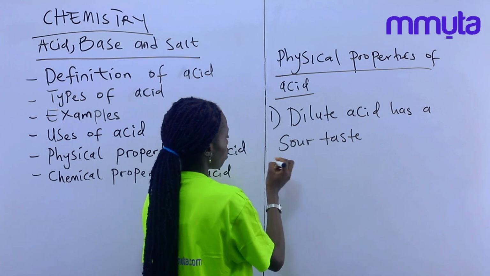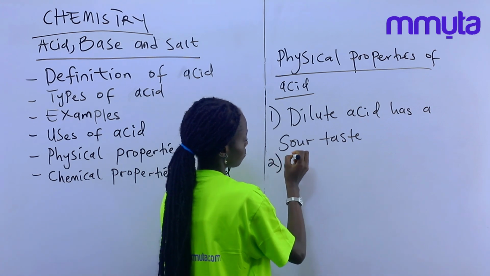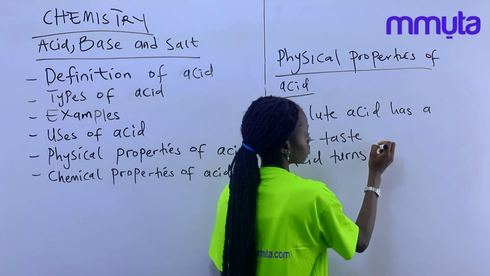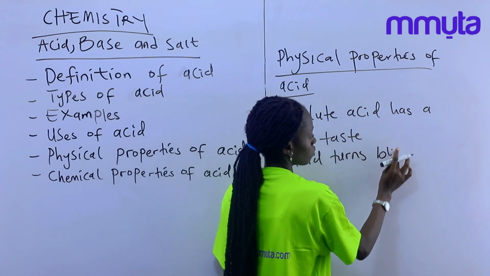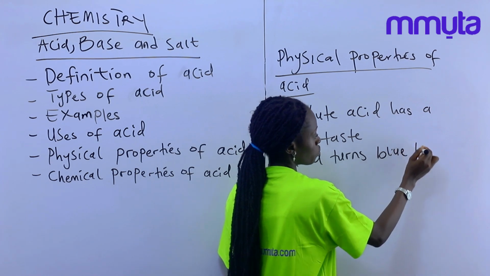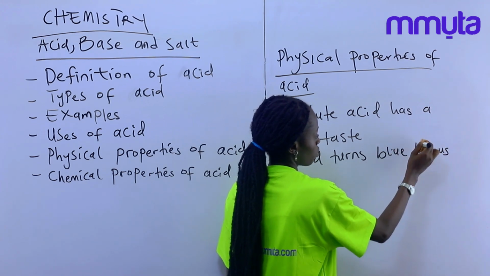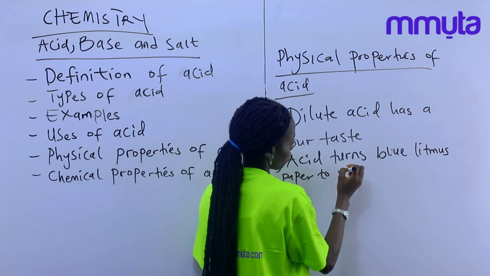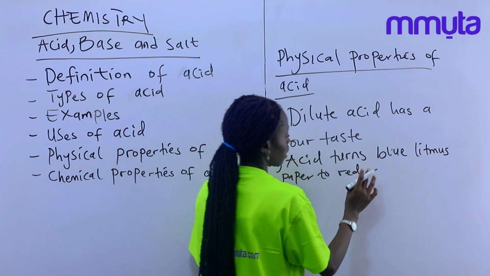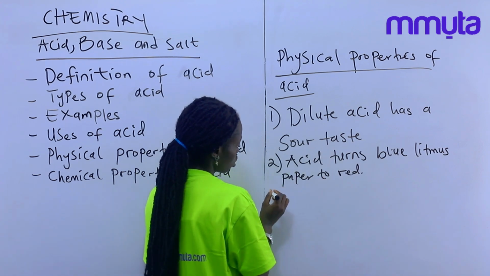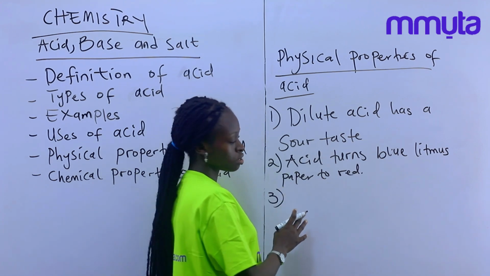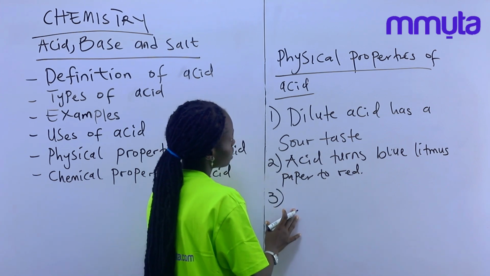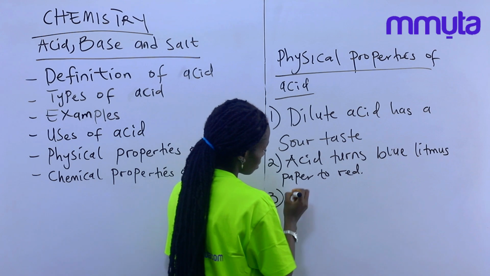Another physical property of acid is acid turns blue litmus paper to red. Now you can confirm this in the laboratory, but you need to ensure that you are supervised with the proper supervisor.